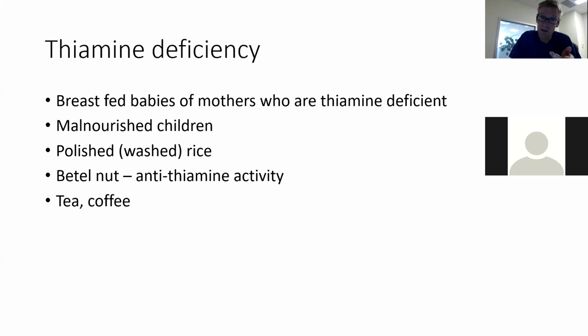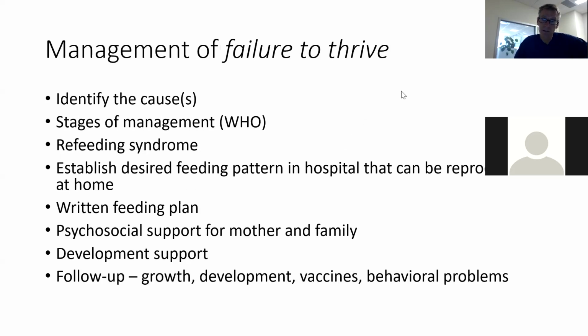And some food substances have an anti-Thymine activity. Betel nut particularly has an anti-Thymine activity. And so if a mother washes rice and chews a lot of betel nut and their children are malnourished, then it's quite likely that the child will be Thymine deficient. And when you refeed them, then they'll need a source of Thymine as well as a source of glucose and potassium and phosphate, etc.